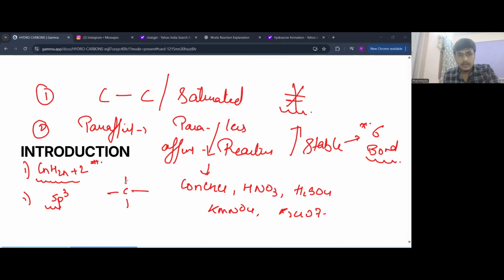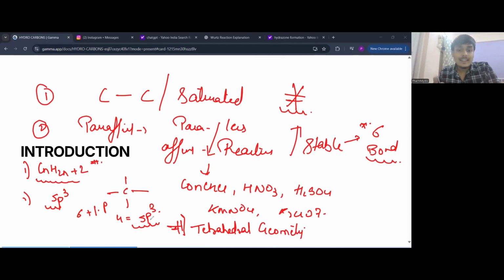Let's take one example. See, this is methane. The formula for hybridization is sigma bonds plus lone pairs. How many sigma bonds? 4. It means sp3. The geometry for this is tetrahedral geometry. So all the carbons in the alkanes have sp3 hybridization with tetrahedral geometry.